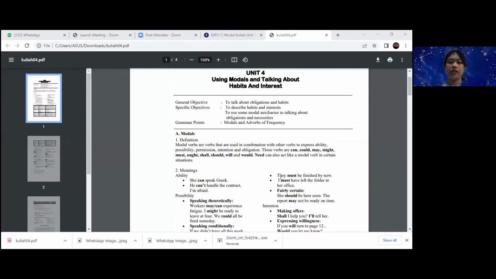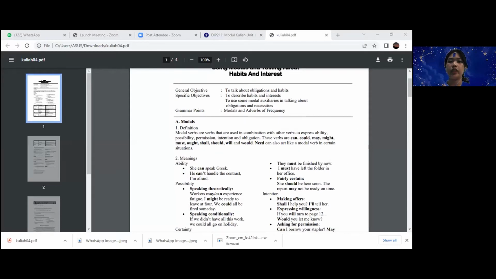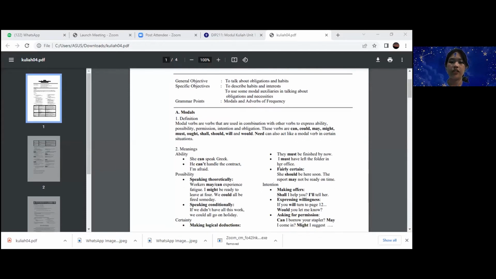A. Modals. 1. Definitions. Modal verbs are verbs that are used in combination with other verbs to express ability, possibility, permission, intention, and obligation. These verbs are can, could, may, might, must, ought, shall, should, will, and would. It can also act like a modal verb in certain situations.